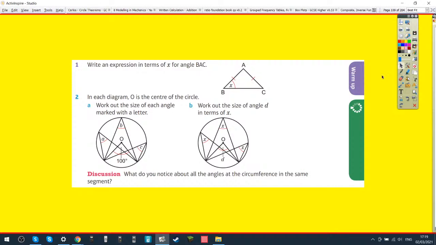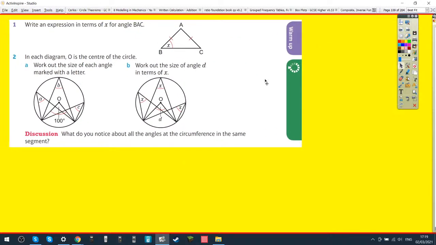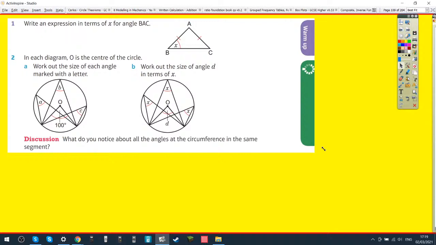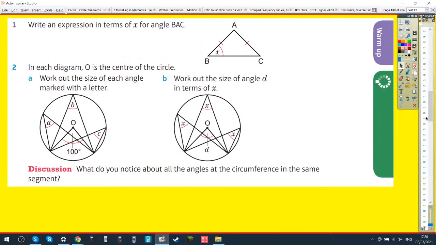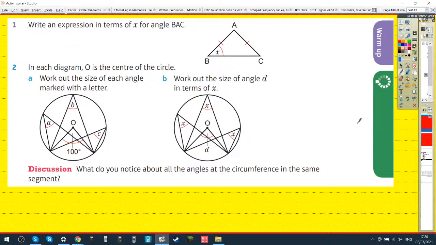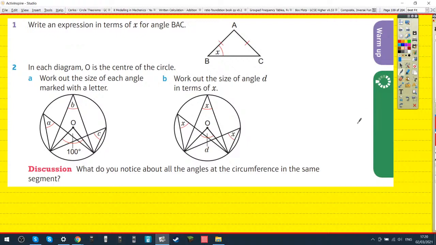Yeah, let's try question 2, part A. Question 2. Okay. I got marked with a letter. So B is 50 degrees. Yep.